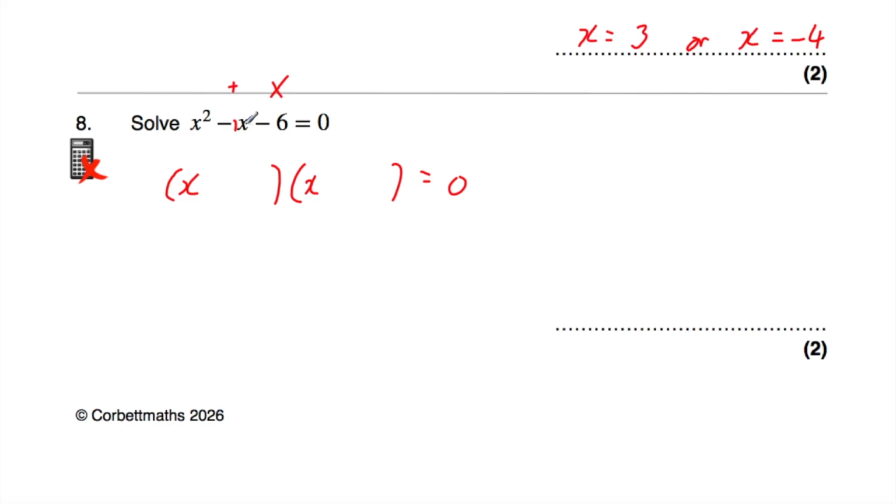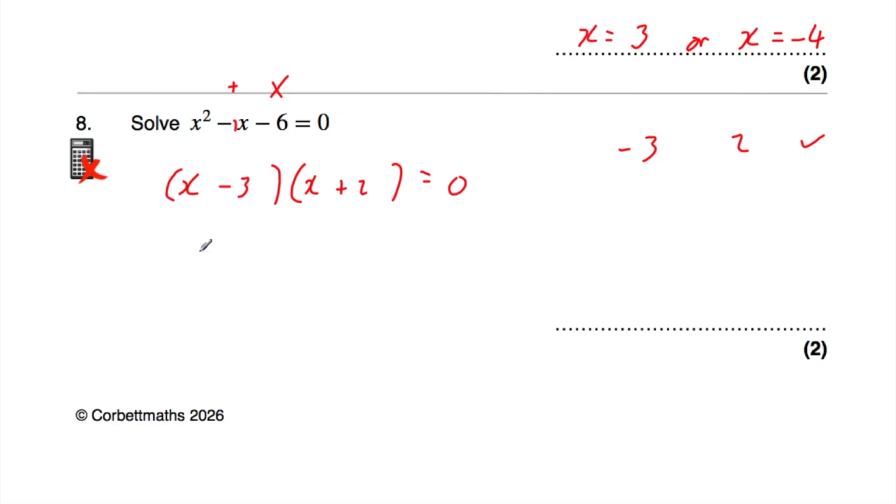So I'm thinking that's going to be negative 3 and 2, because negative 3 times 2 is negative 6, and negative 3 plus 2, if you go up 2 from negative 3, you get to negative 1. So that's our option. So rather than listing them all out, you'll soon be able to just work that out in your head. So that's the right option: x minus 3 and x plus 2.